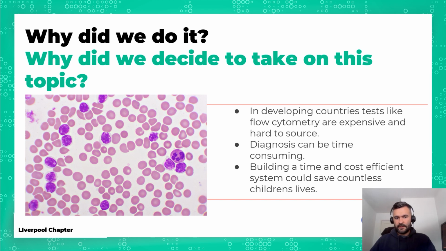Now, why did we do it? Why have we picked this topic? In developing countries, tests like flow cytometry are not only expensive, they're also hard to source. We don't have a problem in the developed world getting tests like this, which can readily diagnose this type of leukemia. The diagnosis can be time consuming.